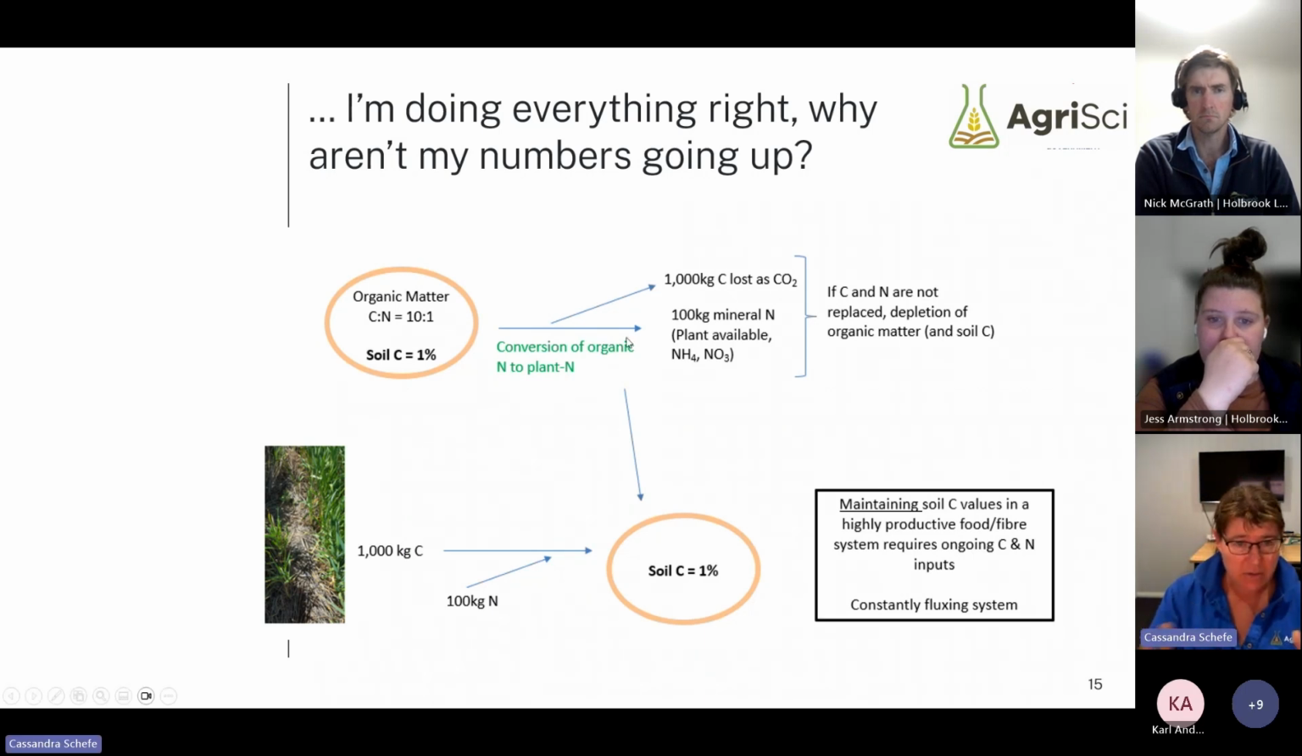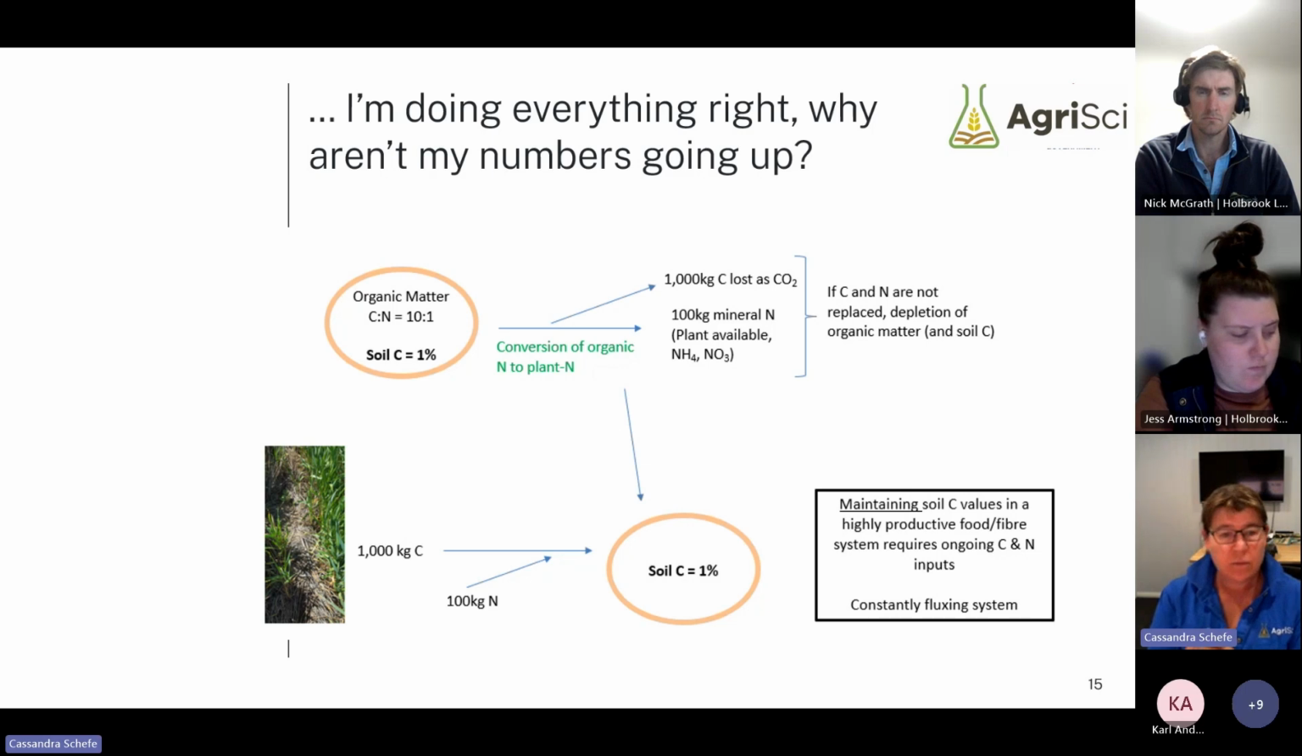Maintaining those ratios, which are environmentally stable, means that that process could result in the loss of up to 1,000 kilograms of carbon, or a tonne of carbon lost as CO2, purely through microbial respiration and enzymatic activities. If our carbon and nitrogen is not replaced in our farming systems, this process would result in the ongoing depletion of soil carbon, which was evidenced in the early years of cultivation and cropping in our farming systems.